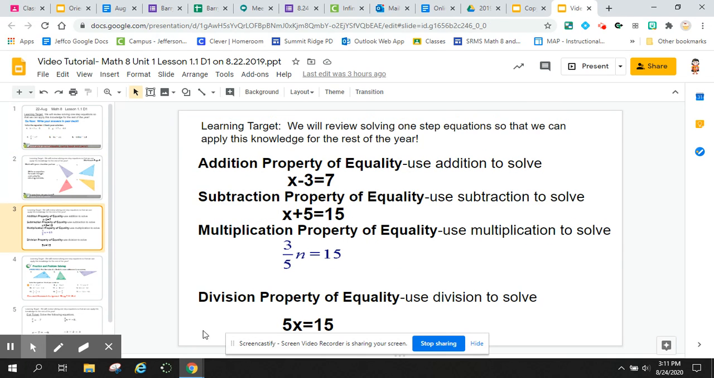This slide, I don't see a pear down here, so it's not a Pear Deck. It's simply just note taking. This is vocabulary. You have the addition property, subtraction property, multiplication property, and division property. All 4 of these properties will be in notes under vocab.